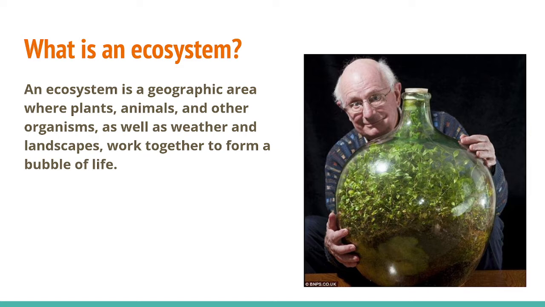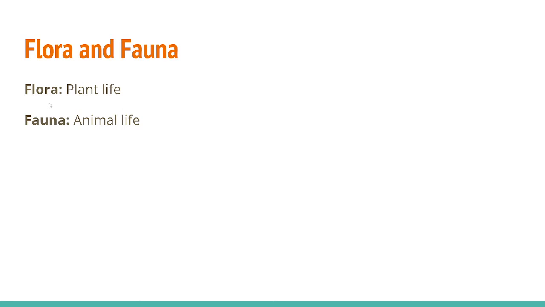So when we think about ecosystem, what we care about is actually two things: plants and animals, because especially in games, those are the things that we encounter inside the game world. So flora means plant life, and fauna means animal life.